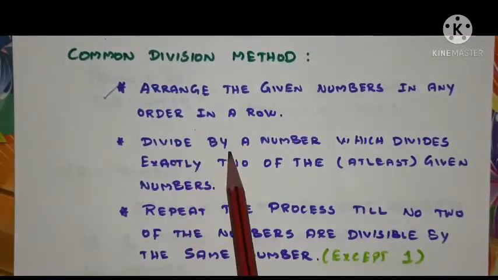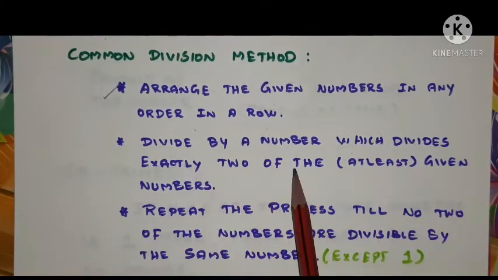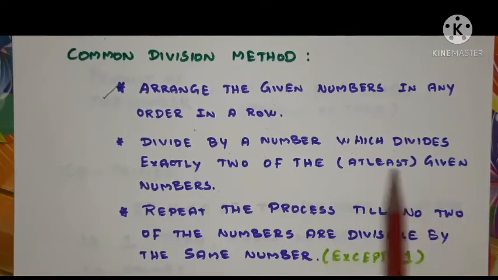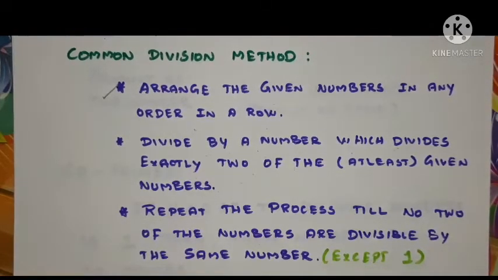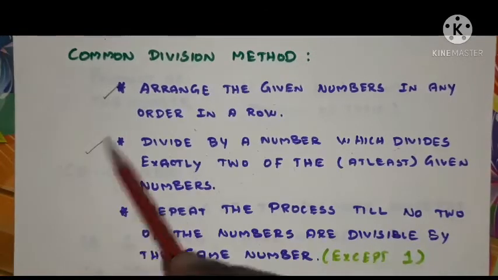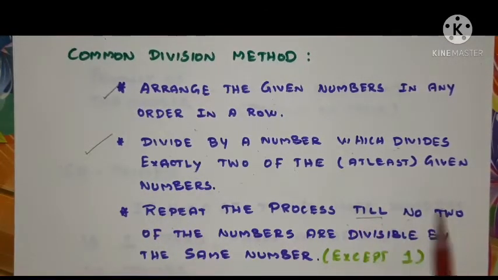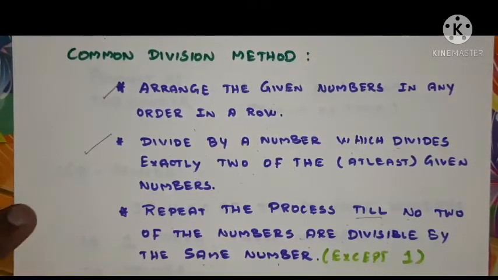The next step: divide by a number which divides exactly at least two of the given numbers. That's very important. We should divide by a number, mostly a prime number, that divides at least two of the given numbers, right? The third step is to repeat the process till no two of the numbers are divisible by the same number except one. We should continue until no two of the numbers are divisible by the same number except one. Anyway, we'll see an example so that we can understand the steps more clearly. Just look at the theory first.